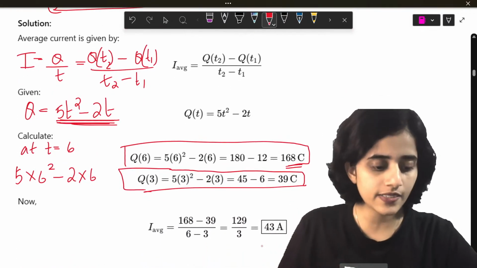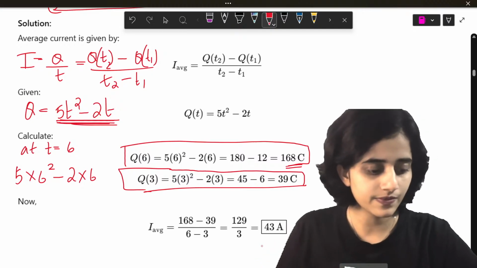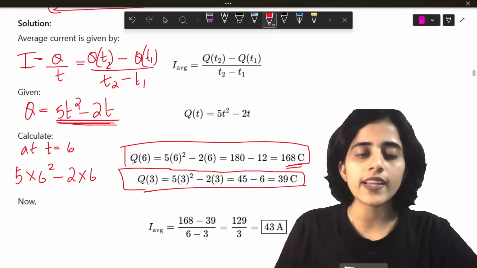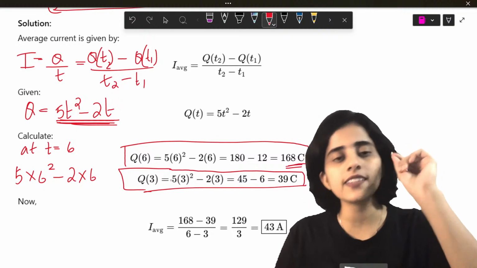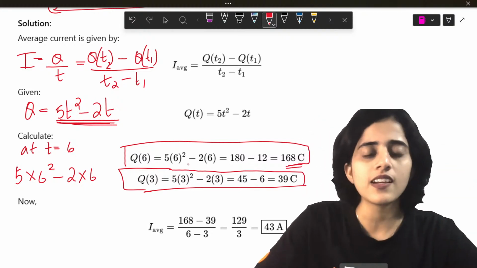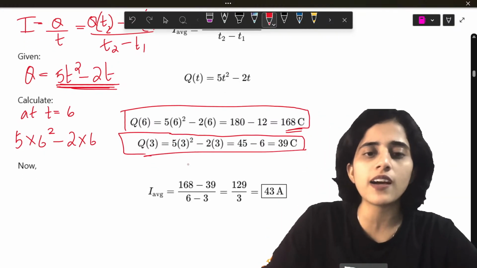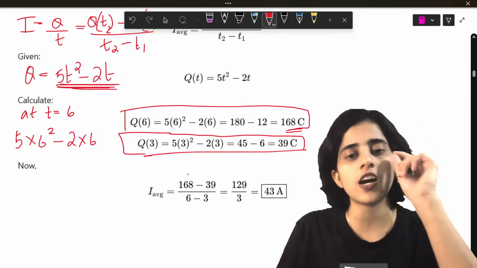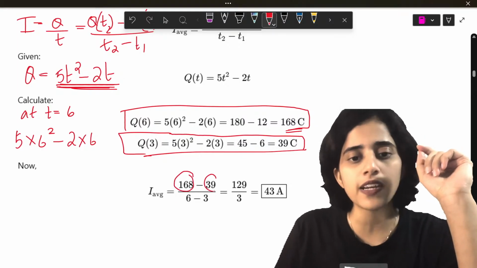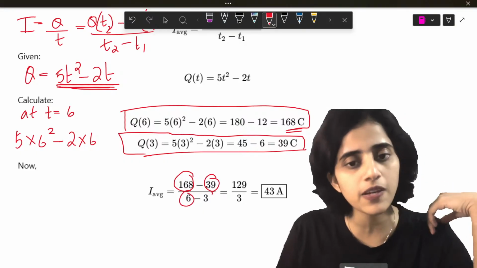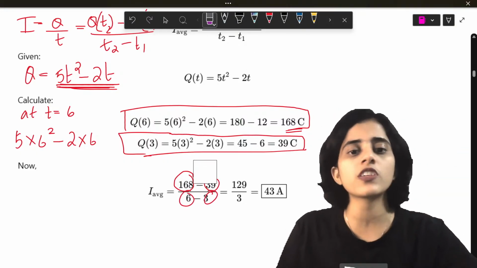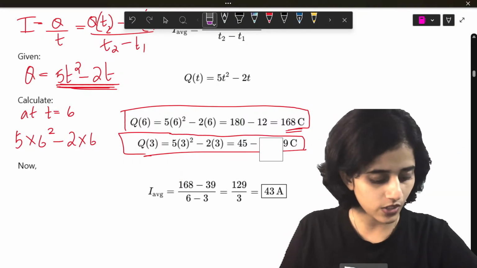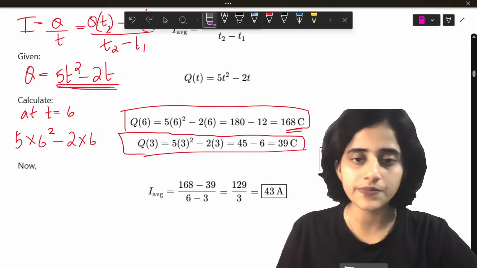So you will get charge at 6 seconds and charge at 3 seconds. Now substitute it in the formula. So I average will be charge at 6 seconds minus charge at 3 seconds divided by 6 minus 3. You will get 43 amps. That's all.